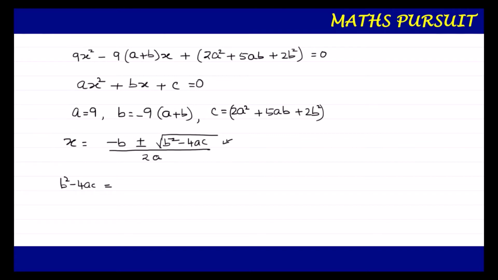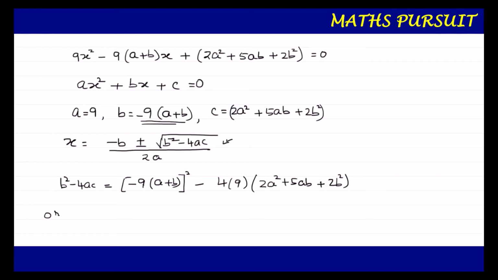So b^2, here our b value is minus 9 into (a+b). So let us take b as minus 9(a+b), and this is b^2. I am squaring it, minus 4 into a, which is 9, into c, which is 2a^2 plus 5ab plus 2b^2. This is what we have got now.